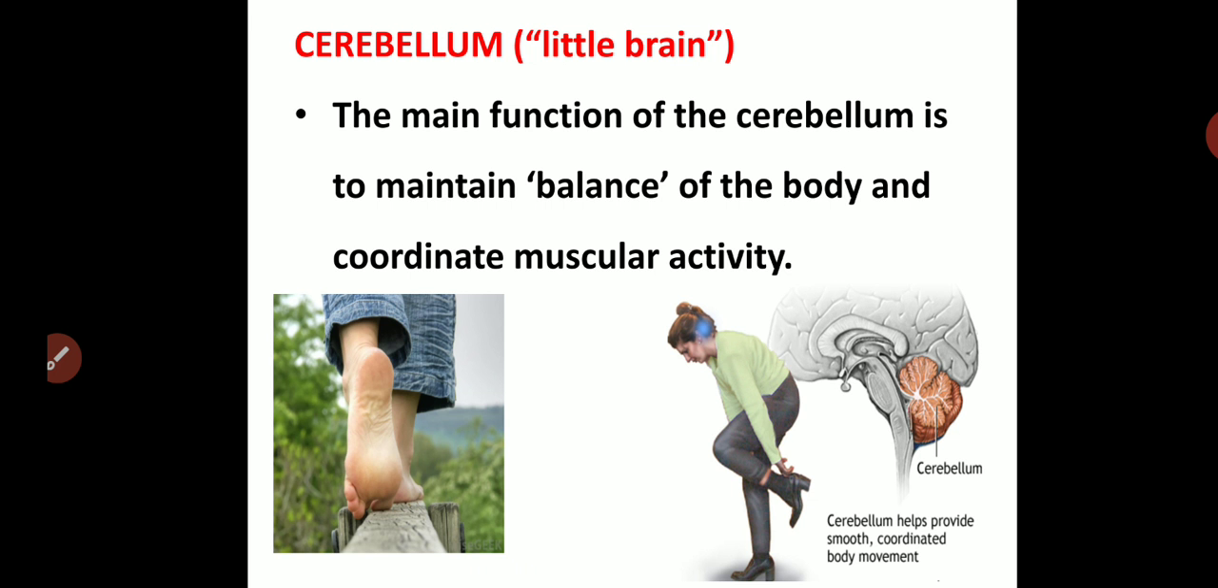And what is the function of the cerebellum? It helps us to maintain balance or equilibrium during movement. When you're walking, when you're running, or as you can see in the picture, walking on a grill, or standing on one foot and trying to wear your shoes. All that activity, the muscular activity, is controlled and coordinated by the cerebellum.